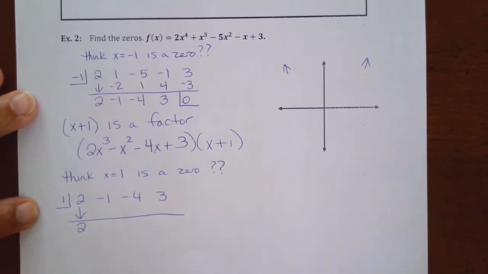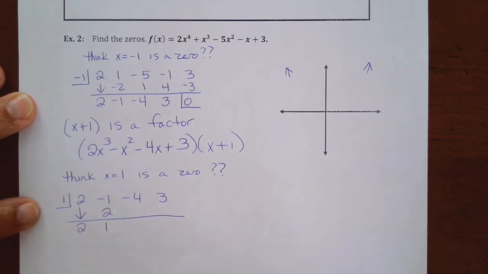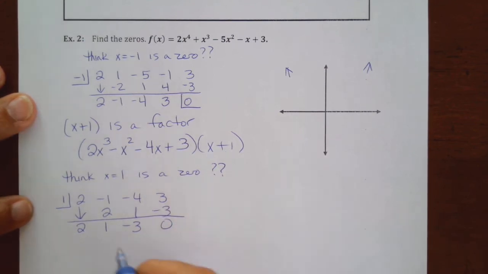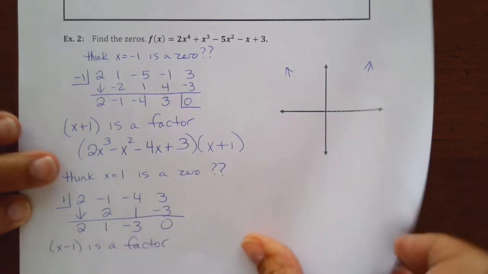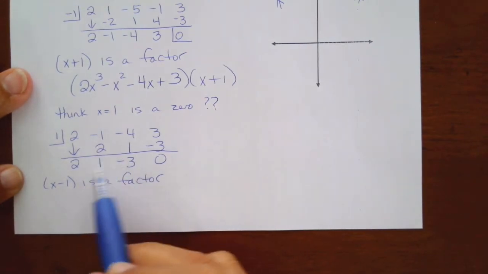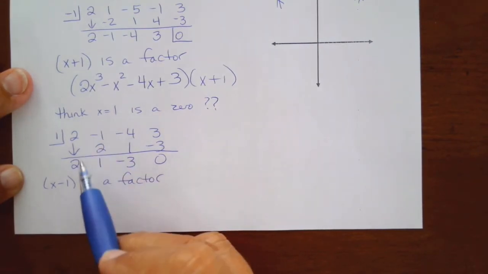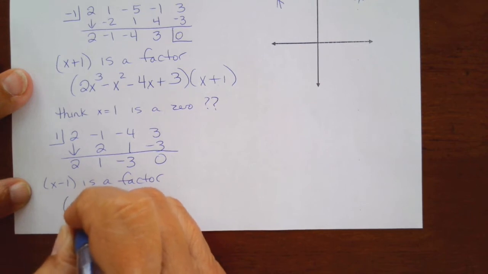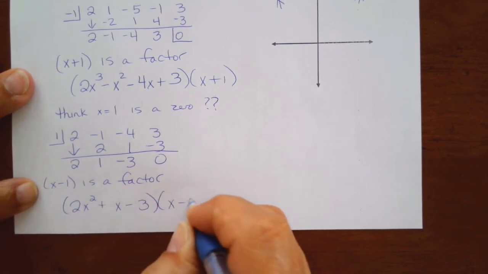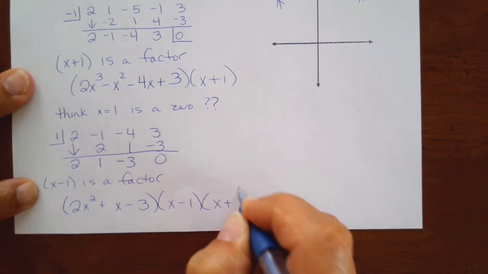And I'm going to break that down. So bring down the 2. 2 times 1 is 2. Add that. 1 times 1. -3 times 1. So yes. Okay. So now I know that x minus 1 is a factor. Okay. So now look at what's left. Right? 1 degree less than this, so this will be 2x squared plus x minus 3. I know that's a factor, and remember the first one.